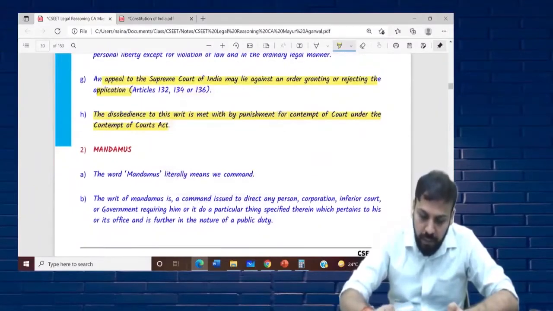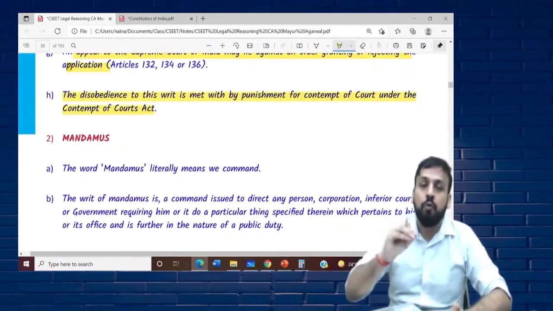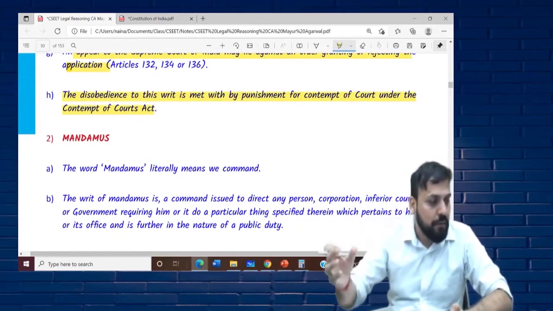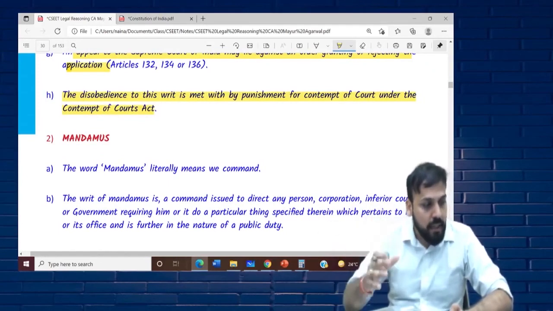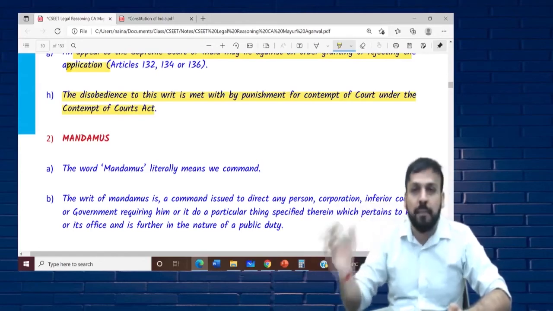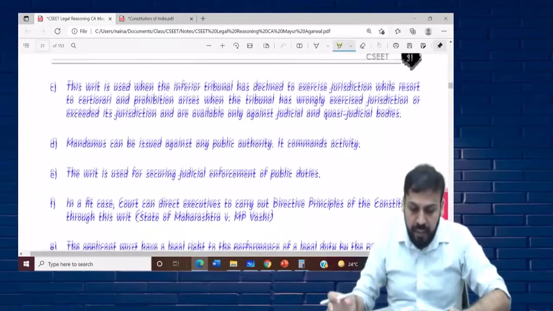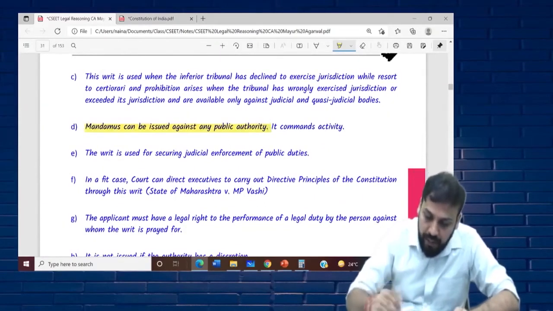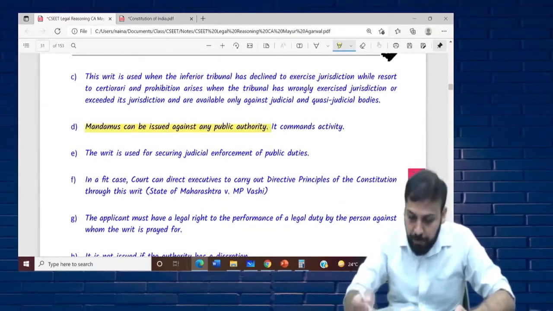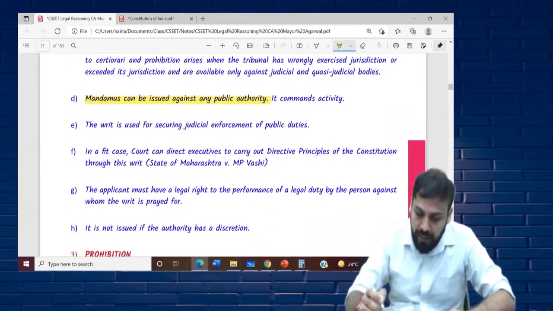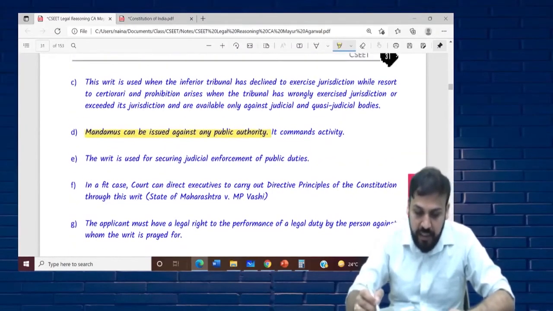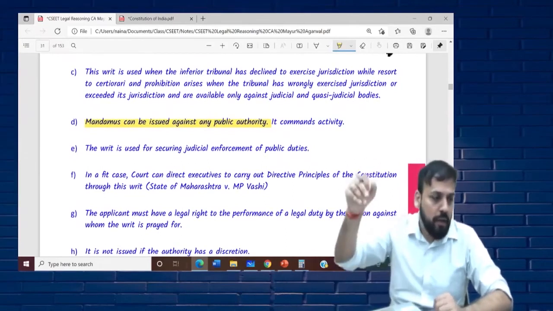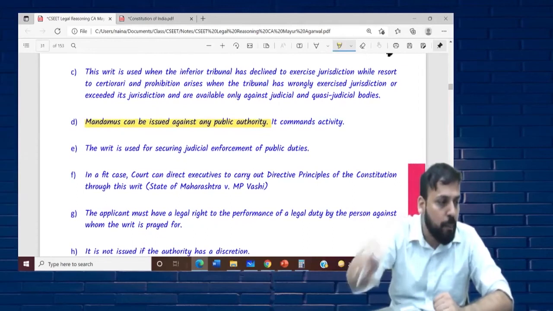Now, what is mandamus? Mandamus means to command, to get things done. If they are not doing it, getting the public duty performed is mandamus. Mandamus is issued against a public authority. Suppose, for example, the lower court is not taking up the case. Can the higher court tell it, please take the case, you need to pass the order?